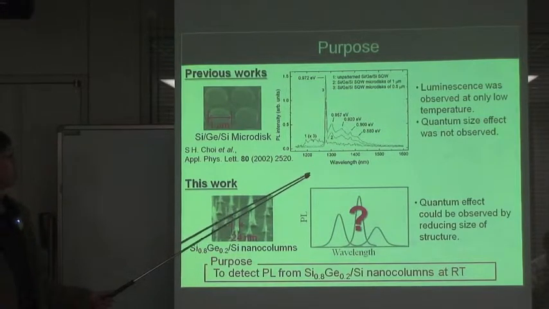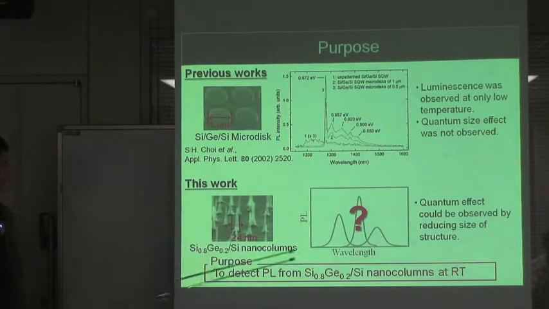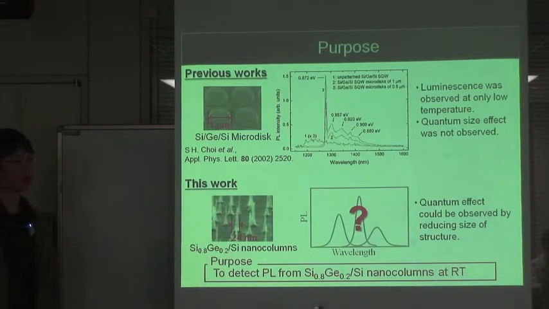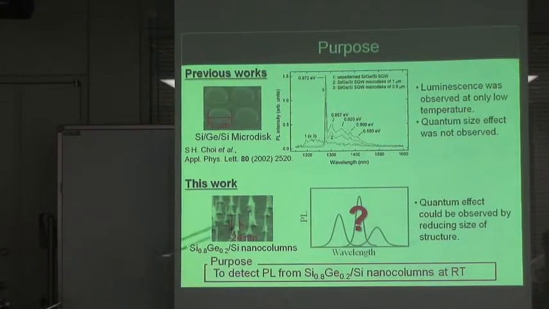Even though they also tried to observe this quantum size effect by reducing the diameter of the silicon germanium silicon micro disk from 1 micrometer to 0.5 micrometers, they could not observe the quantum size effect. This is thought to be because the diameter of 0.5 micrometers is still too large to observe the quantum size effect.